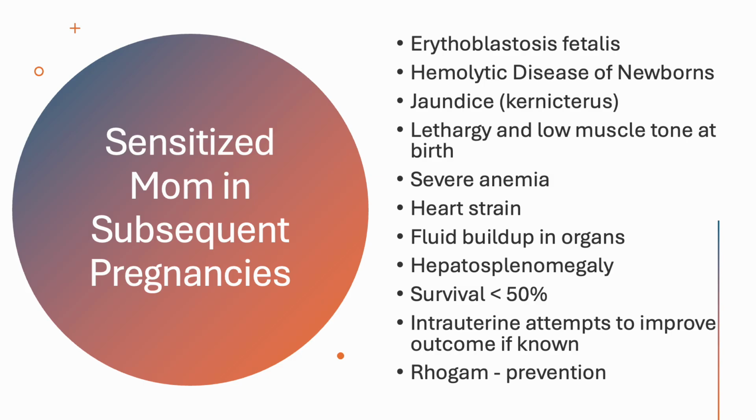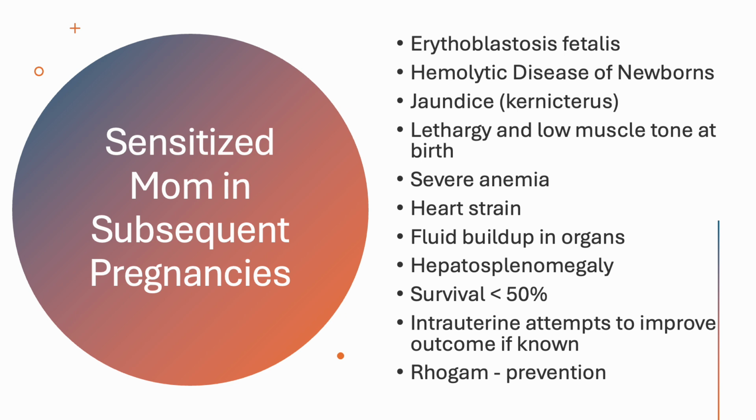This is called erythroblastosis fetalis. And fetalis is baby, but it's also deadly. It can also be called the hemolytic disease of newborns, where children can come out quite jaundiced. And it can be so severe that bilirubin actually affects the brain and causes long-term damage to the brain. The child may be born lethargic with low muscle tone. The child is likely to be born with severe anemia, heart strain, fluid buildup in the organs, hepatosplenomegaly.